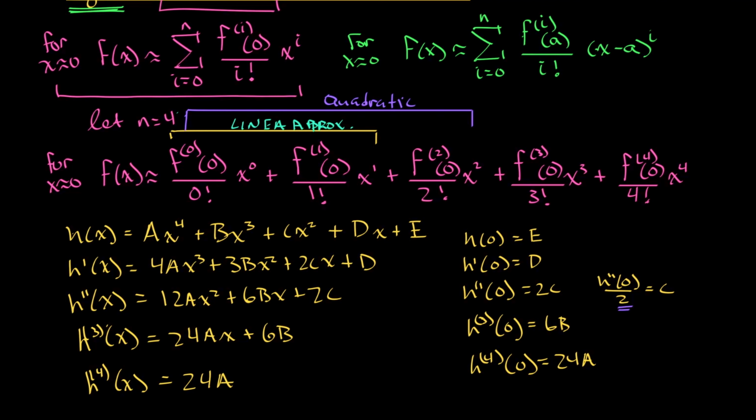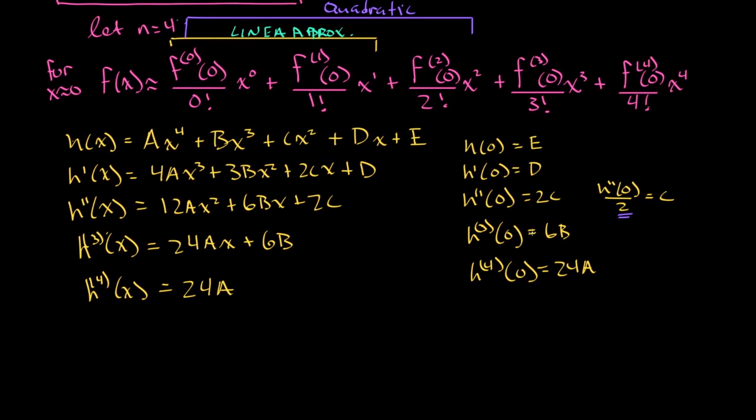Now, let's keep going. We're getting closer and closer. Now, in order to recover b, we need to divide both sides by 6. So we're going to have h, and then this is the third derivative evaluated at 0, and we're dividing that by 6 in order to get b back. And then lastly here, our fourth derivative evaluated at 0 over 24 gives us a back. So we have now a, b, c, d, and e.